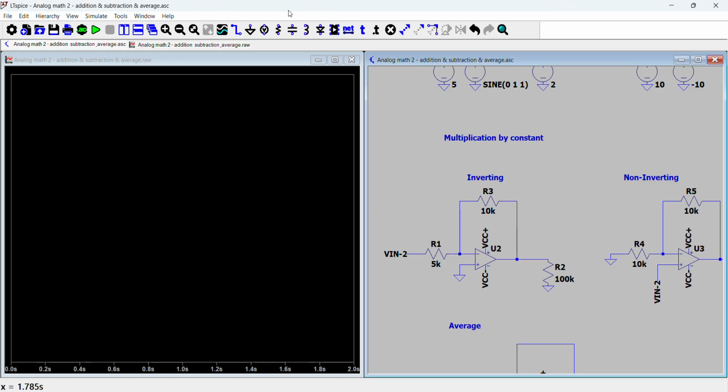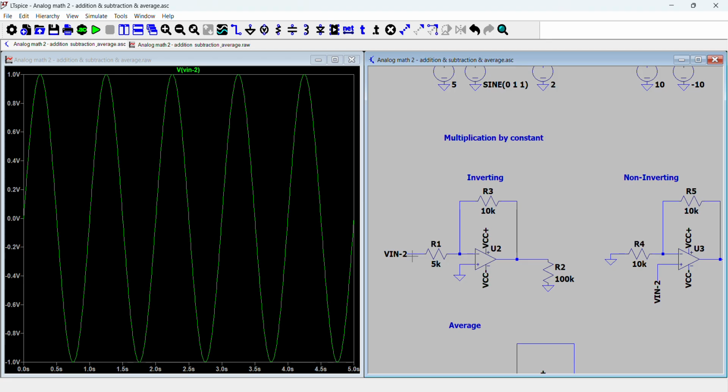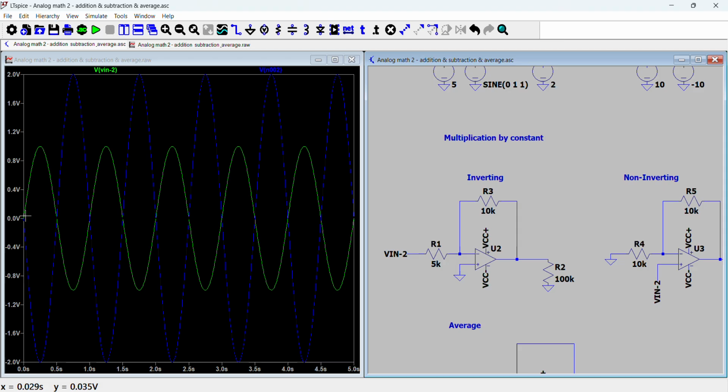So here, let's simulate our circuit and see the output. So we got the input, which is a sinusoidal wave with a period of 1 and an amplitude of 1. And the output is an inverted sine wave with the same period, but the amplitude is multiplied by 2. So it's as we expected.